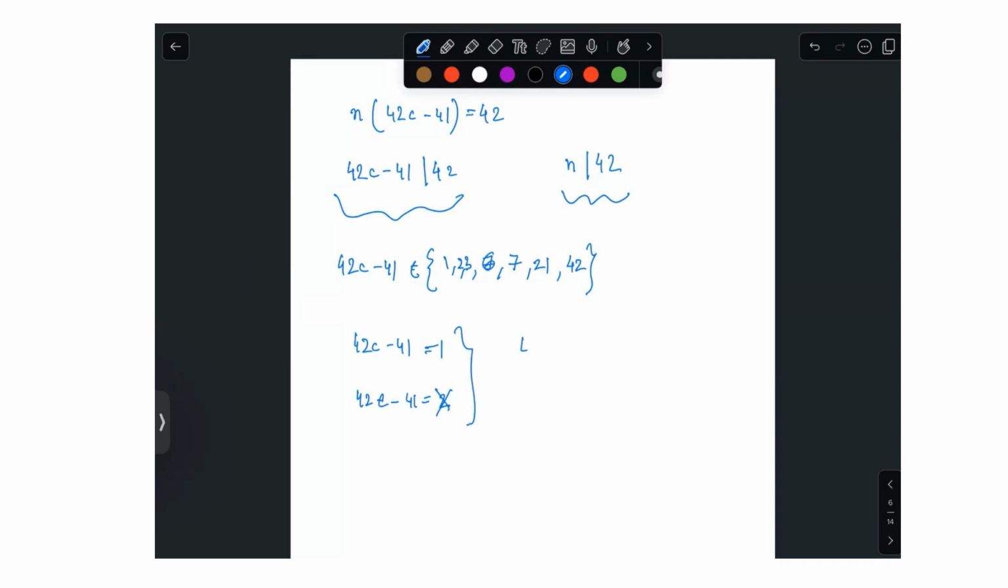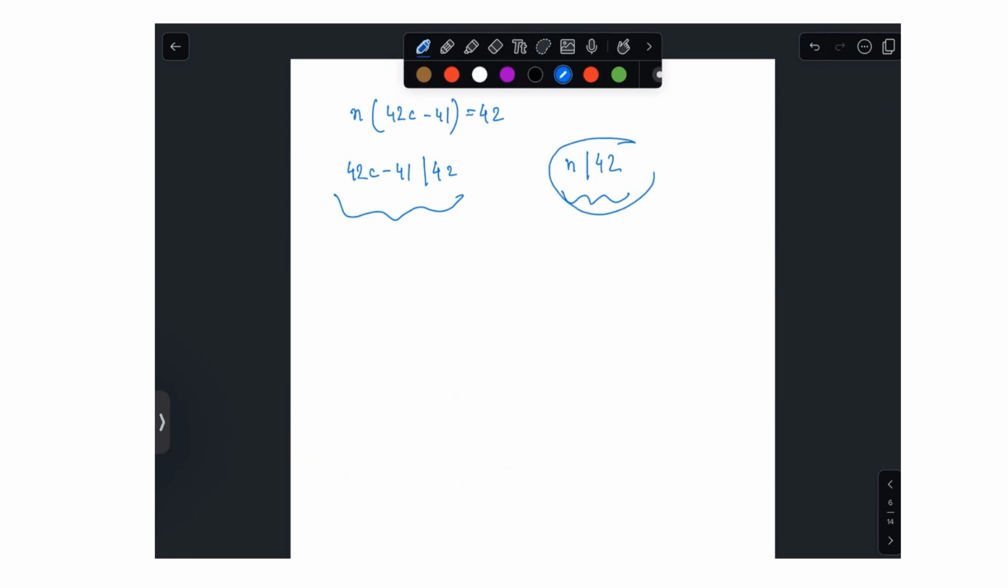Okay. So how to solve it generally? Let's see. So we want 42c minus 41 times some constant. Now the constant is already n. So what we'll do, we'll make it easier now. Previously we inferred about n, as I have said. Now we'll infer about c. What comes to my mind is that let's now take the 42 common, because that is where the game is.